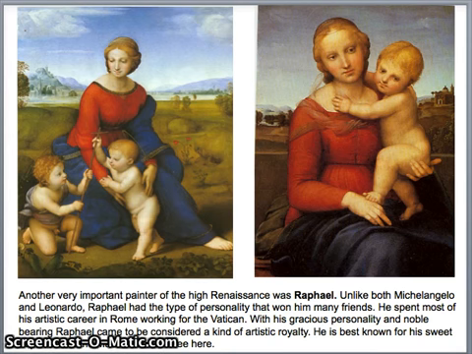Another very important painter of the High Renaissance was Raphael, and he's another Ninja Turtle, along with Donatello, Michelangelo, and Da Vinci. Unlike both Michelangelo and Leonardo, Raphael had an expansive personality that won him many friends. He spent most of his artistic career in Rome working for the Vatican because he was also sort of a diplomat. With his gracious personality and his noble bearing, Raphael came to be considered a kind of artistic royalty. He is best known for his sweet depictions of the Madonna, as we see here. So consider Raphael, Sweet Madonnas, and that would help you with identifying his work.